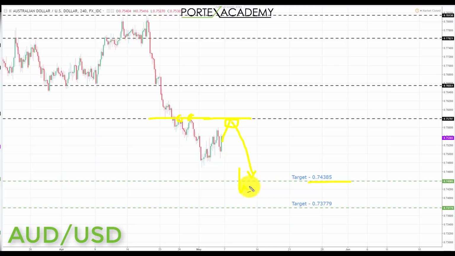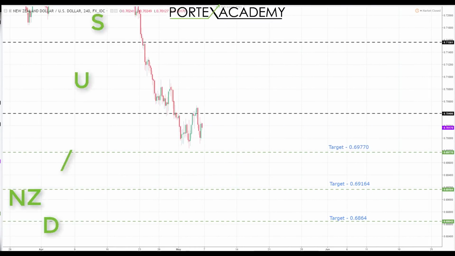And if we can get a break through here, we're going to be looking down towards the next key area of support to the downside and target 2 at the 0.73779.